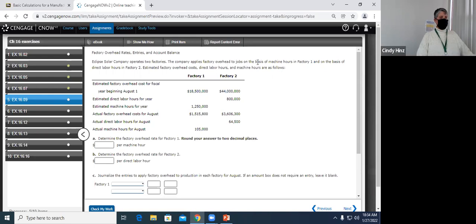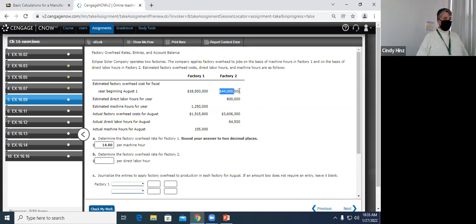So in factory 1, they're using machine hours. So this is step 1. This happens before, this is based on the budget. It happens before we even start production for the year. And the formula, remember, was the estimated cost for factory overhead for factory 1, that's $18,500,000, divided by the estimated level of the cost driver. How many machine hours did they expect to work? 1,250,000. So their predetermined overhead allocation rate is $14.80 per machine hour for factory 1.